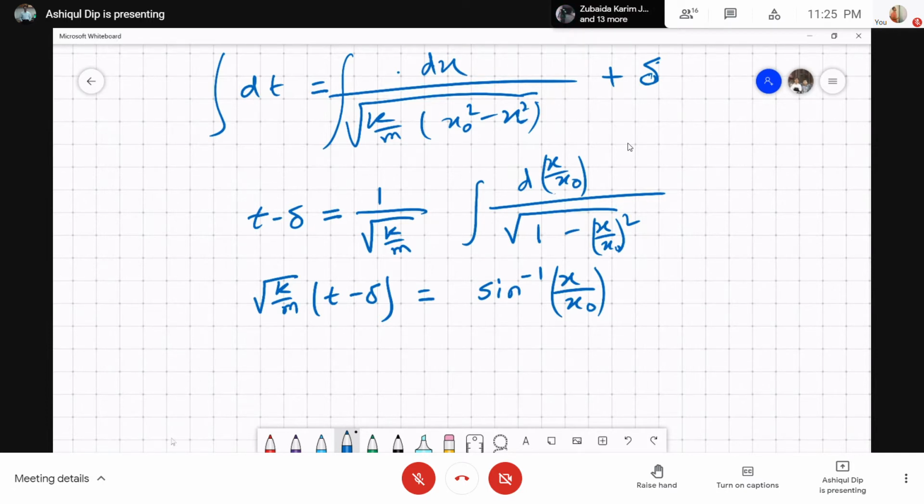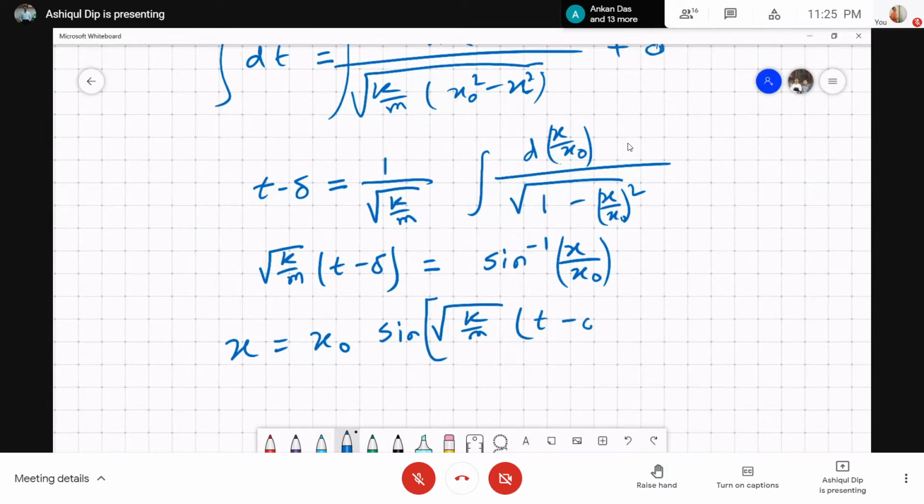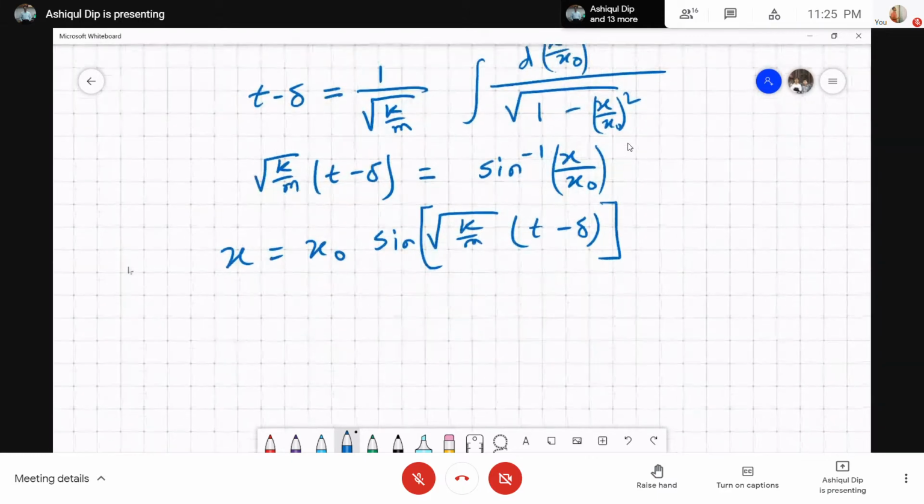So you got your solution to the equation of motion: x equals x naught sine of square root k by m into t minus delta. Now you substitute your initial data and find what your delta is, and you're done actually. We can actually solve for delta as well, right?